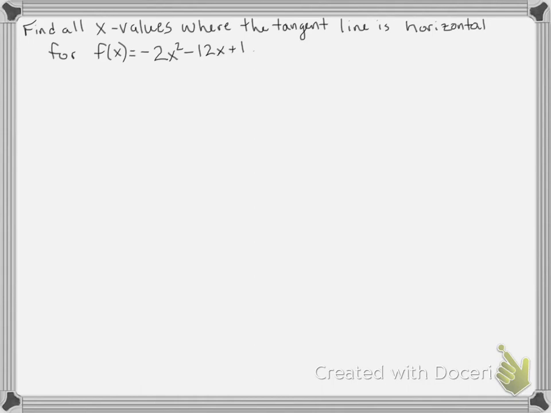We are looking for where the tangent line is horizontal. So we have to evaluate what it means for a line to be horizontal. Well, horizontal lines have a certain slope. We know that for a horizontal line, the slope is 0. And so, since we know that the slope is going to be 0, we can utilize that with what we know about how we're finding slope.